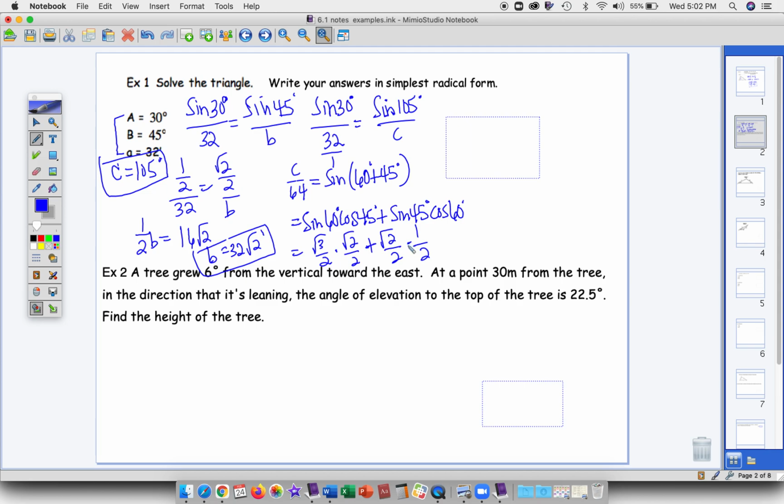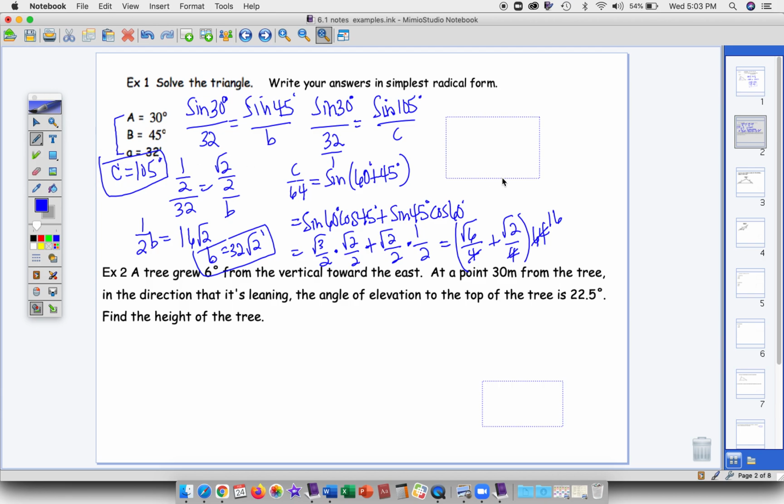My pen is going a little crazy here. Sorry, that's a times symbol. Okay, so the sine of 105 is equal to the root of 6 over 4 plus the root of 2 over 4. And now that's what C over 64 is equal to. So I'm going to multiply this by 64 to solve for C. So the 4's reduce out with the 64, and that becomes 16.